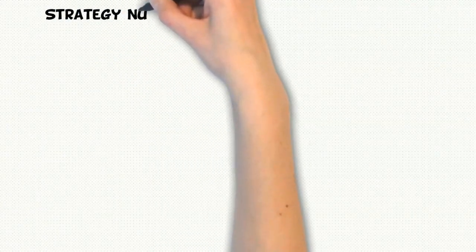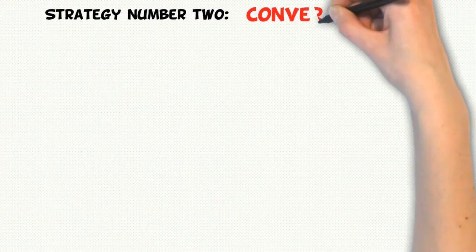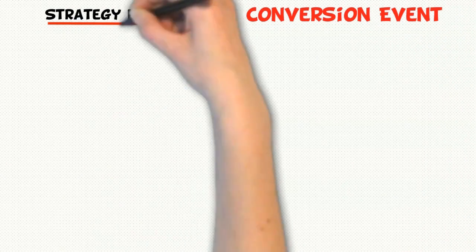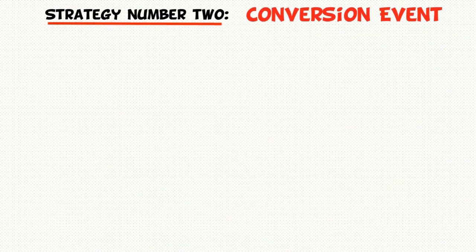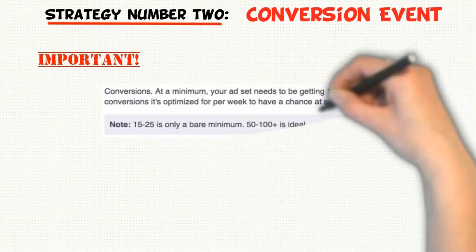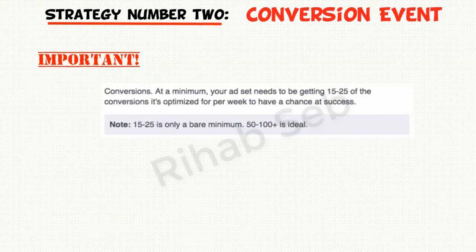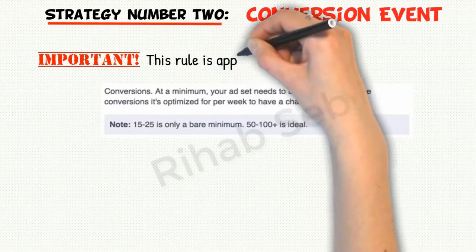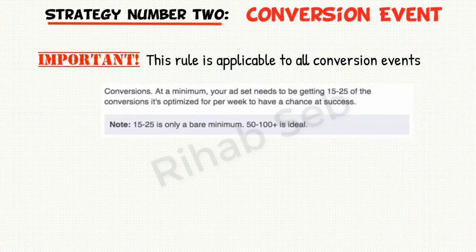Now, after finishing up with strategy number 1, let's move on to strategy number 2, conversion event. Before we move on, you need to keep in mind that this rule, that you should select a conversion event that's being completed at least 15 to 25 times per week, is applicable to all conversion events.